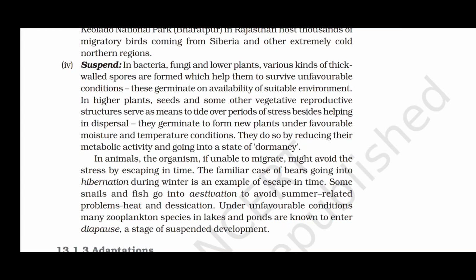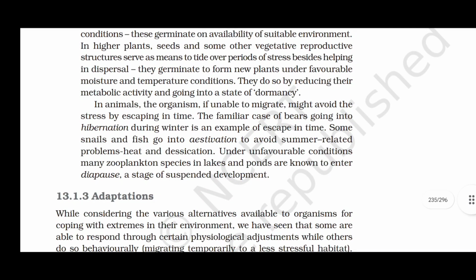In animals, the organism, if unable to migrate, might avoid the stress by escaping in time. The familiar case of bears going into hibernation during winter is an example of escape in time. Some snails and fish go into aestivation to avoid summer related problems, heat and desiccation. Under unfavorable conditions, many zooplankton species in lakes and ponds are known to enter diapause, a stage of suspended development.